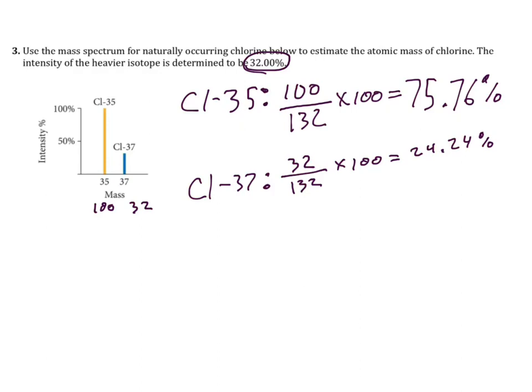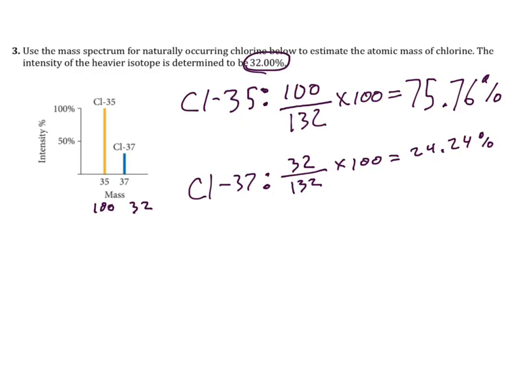Now, how can we check ourselves to make sure we did this step correctly? Well, these should add up to 100. If you had 3 isotopes, those 3 should add up to 100. And if you add those together, it actually equals 100. So you can check yourself by making sure those add up to 100. Now, if it adds up to 99.99, that's okay. It's just a rounding error at some point.